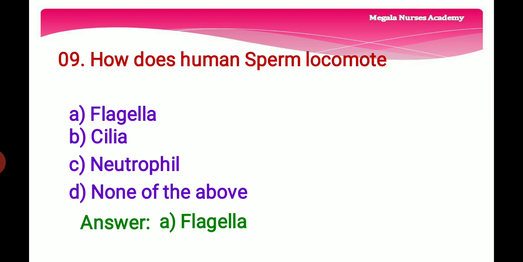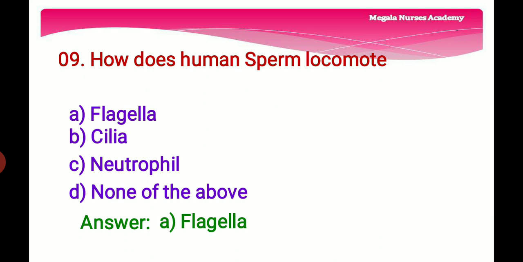Ninth question. How does human sperm locomote? Locomote is an act of moving from place to place. Option A, flagella, is a hair-like structure that acts primarily as an organelle of locomotion in the cells of many living organisms. Option B, cilia. Cilia is an organelle found on eukaryotic cells. And option C, neutrophil. It is a type of white blood cell. And option D, none of the above.